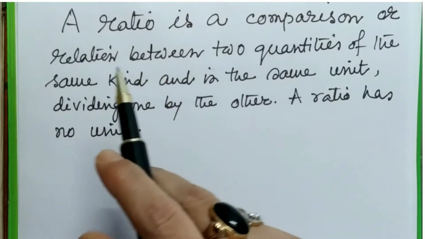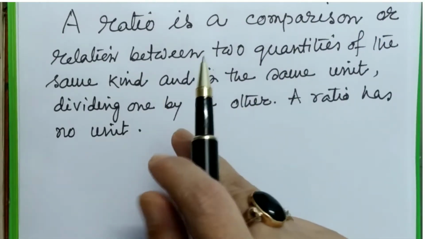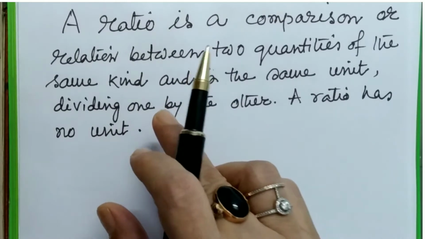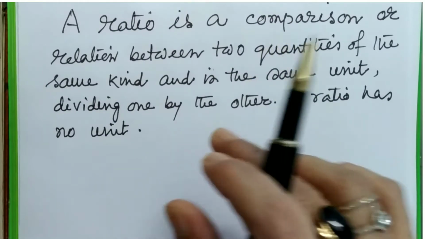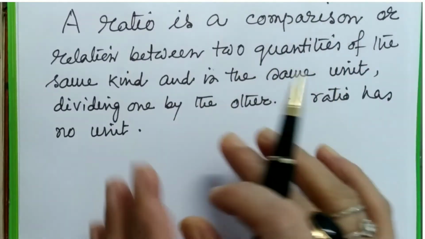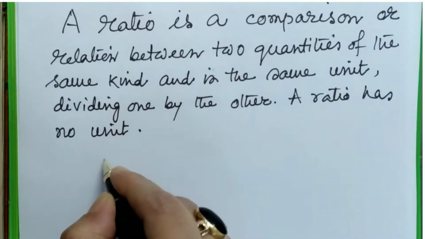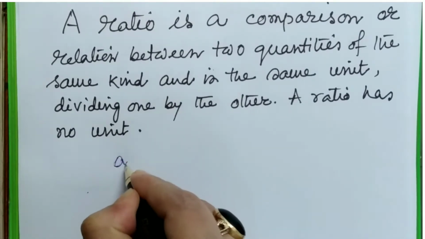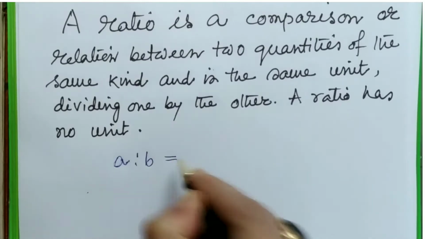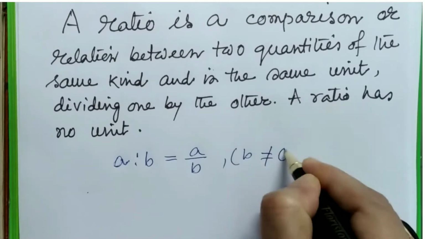And here is the definition of ratio. So, what is a ratio? A ratio is a comparison or relation between two quantities of the same kind and in the same unit, dividing one by the other, and a ratio has no unit. This is the definition of ratio. And if A and B are two quantities, then their ratio, we write as A is to B, and is equal to A by B, provided B is not equal to 0.